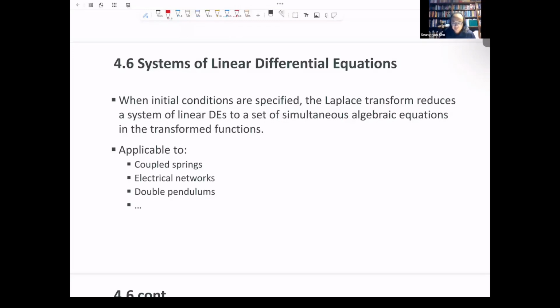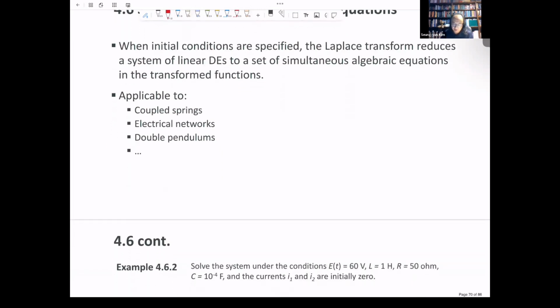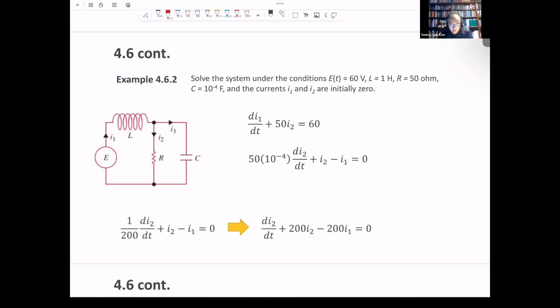Section 4.6, Systems of Linear Differential Equations. Just like what we did in 3.12, you will be given two different differential equations. And there are so many applications about two different differential equations. Engineers, we work on these circuits all the time.